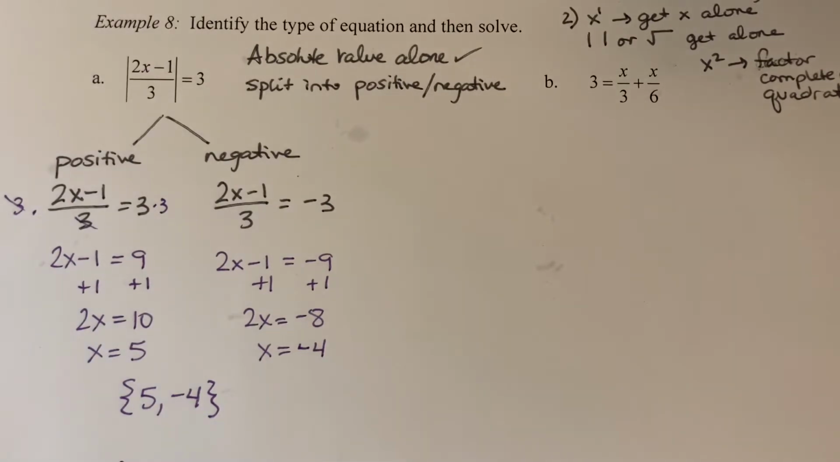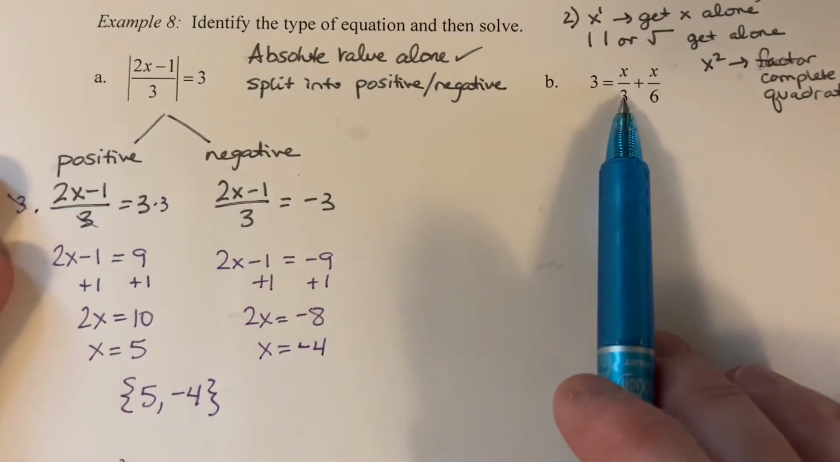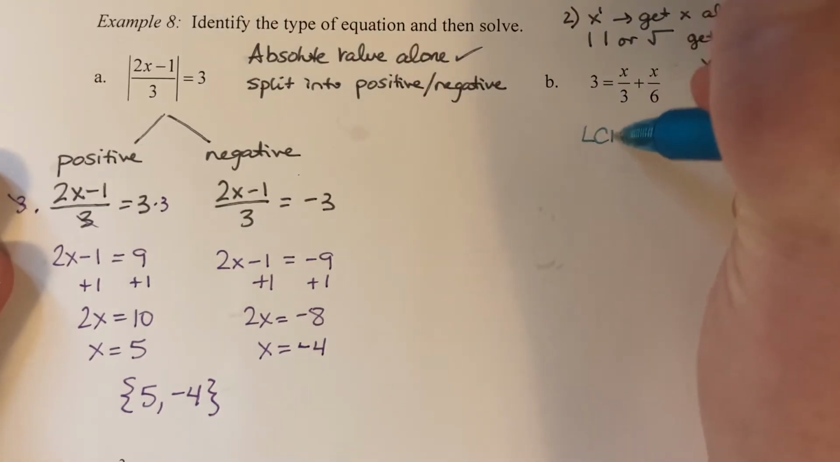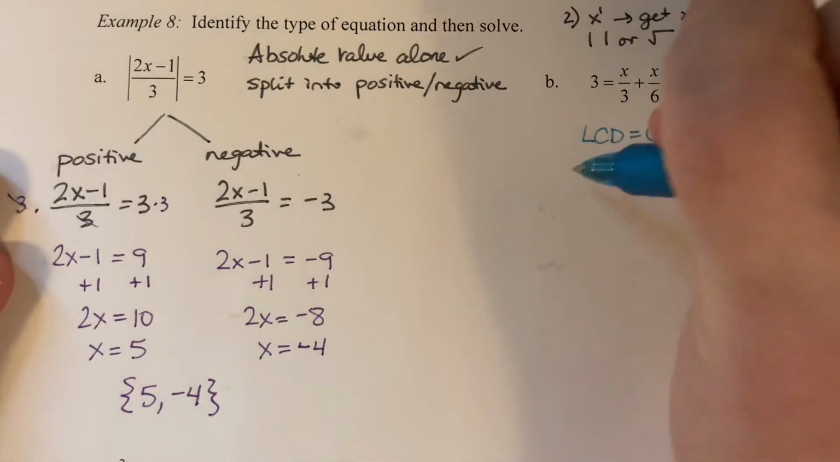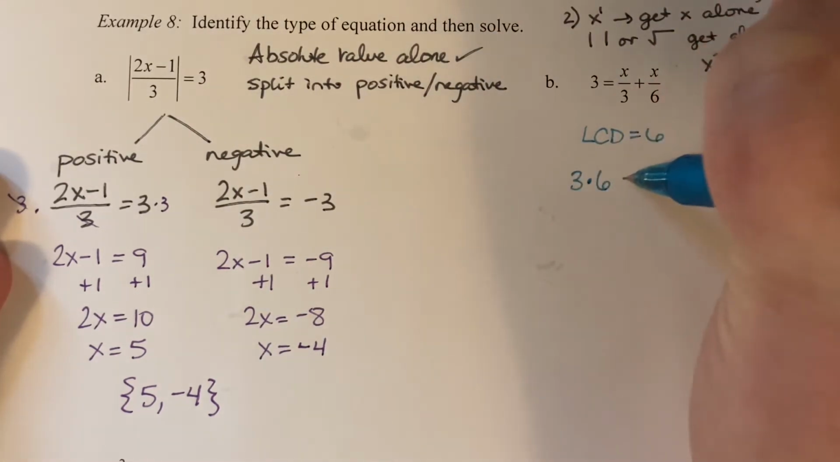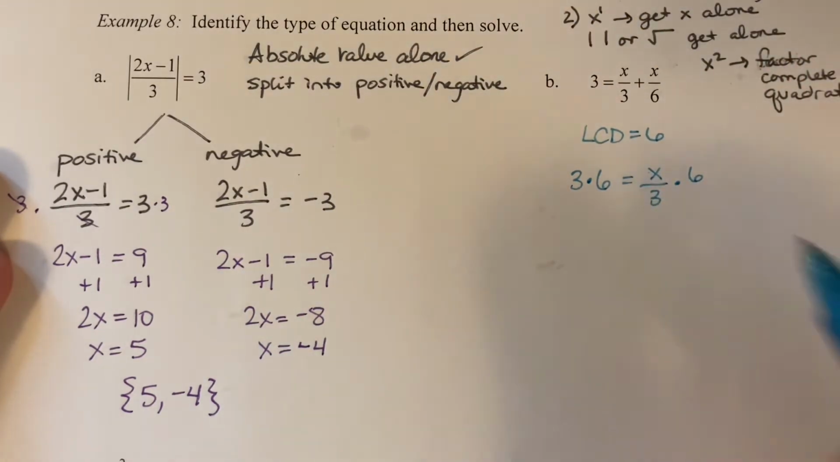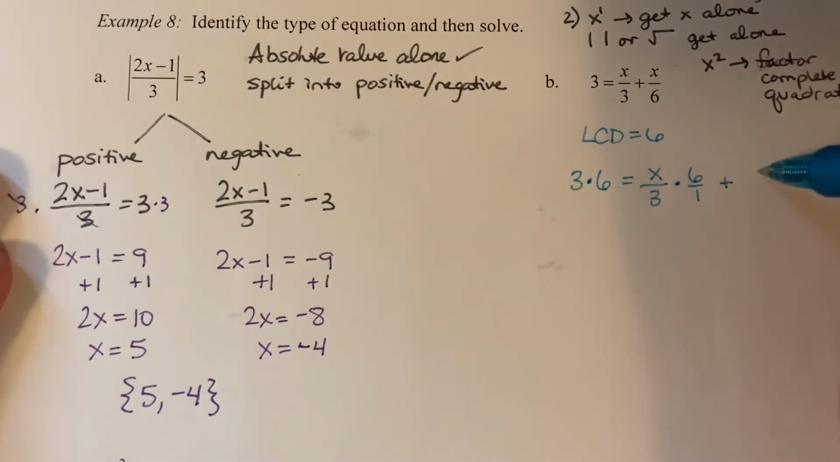All right, well, that one wasn't so bad. Absolute value split into positive and negative. Great. Part B, I see fractions. So we need to multiply both sides by the least common denominator, which here would just be 6. So LCD equals 6. I need to multiply every term on both sides of the equation by 6. And this is really like a 6/1 when we're talking about the fractions. X over 6 times 6/1.